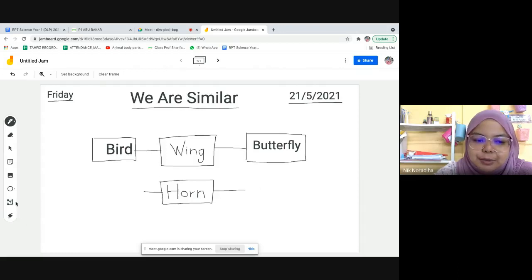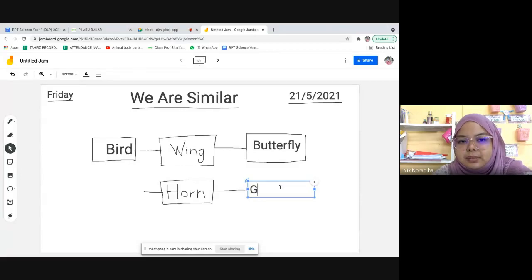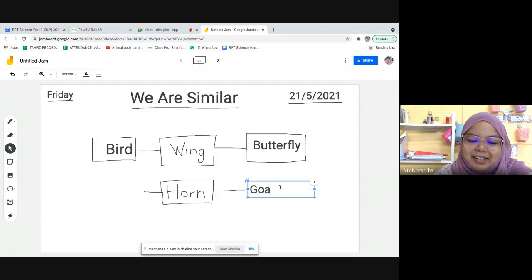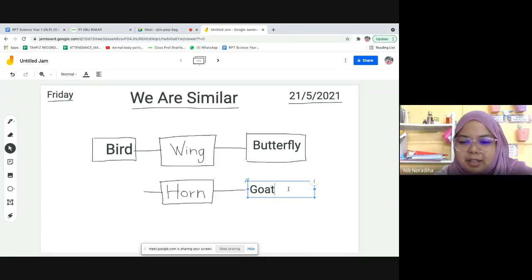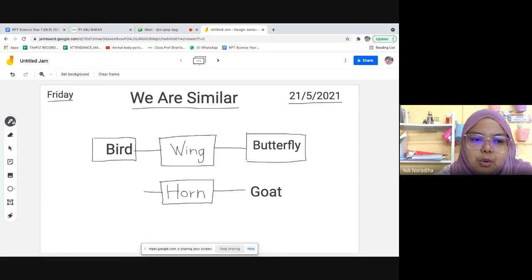Thank you. So, how do we spell goat? G-O-L-T. Good job. Thank you. Well done. Okay, this is how you spell goat: G-O-A-T. Good. Okay.